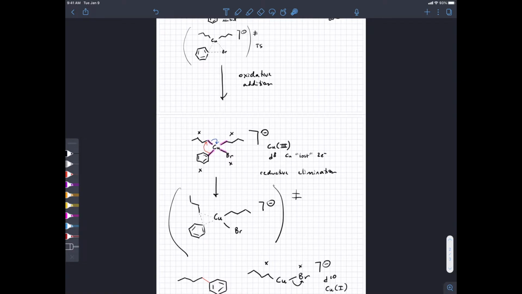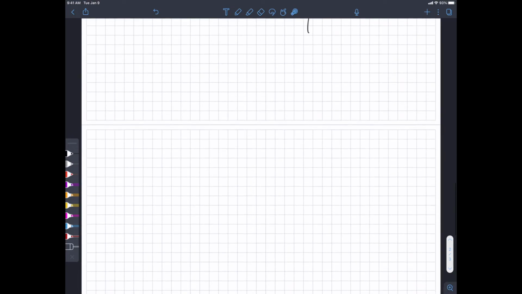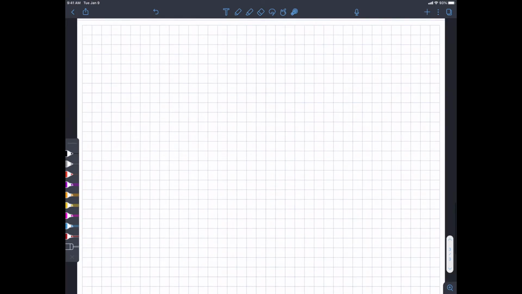All right, so let's get to the famousest of the organometallic reactions. These are palladium type reactions, and the one we're going to learn about first is the Suzuki reaction. And it's a coupling reaction, and I'll show you starting materials, reagents and products, and then we will deal with the mechanism.